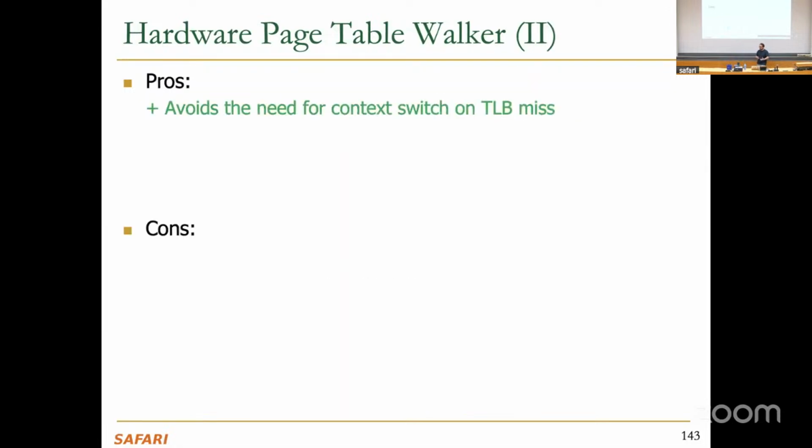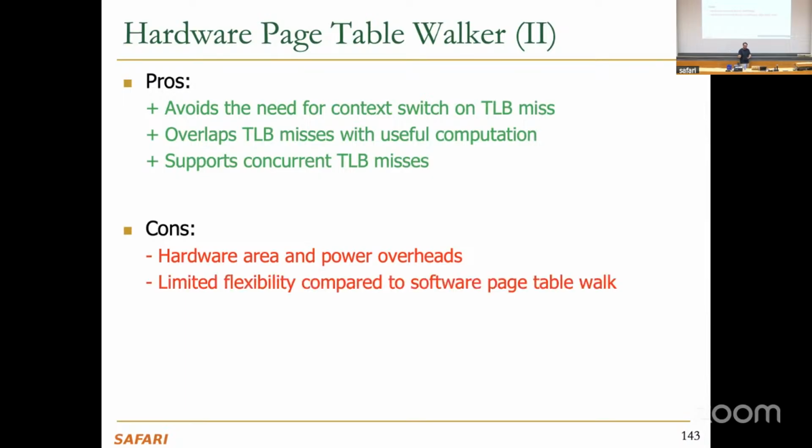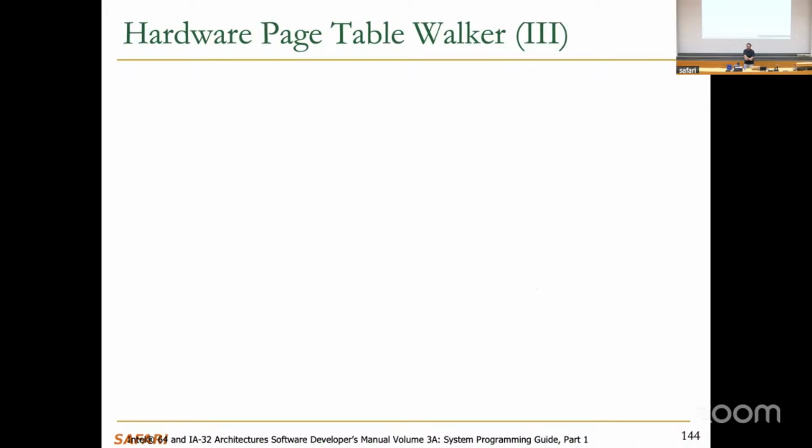What is the good part? We avoid the need for a context switch on TLB misses. We overlap the TLB misses with useful computation, and we can support concurrent TLB misses. The disadvantages: we have hardware area and power overheads because we have new hardware that accesses the page table. You have a new FSM. We have limited flexibility compared to software page table walk, which is what we discussed before.